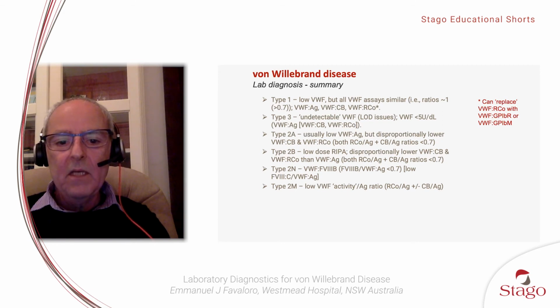In 2N, we diagnose these patients using the factor VIII binding assay or genetic analysis, where we expect the ratio of factor VIII bound in the assay that we perform to von Willebrand factor antigen to be less than 0.7.